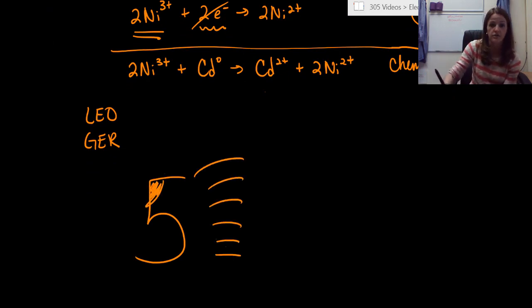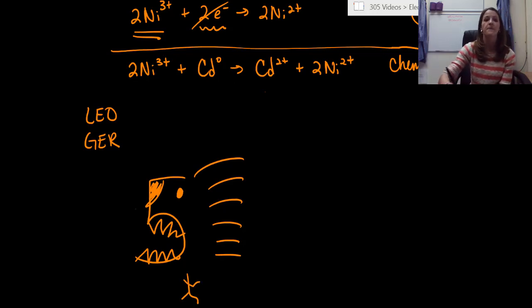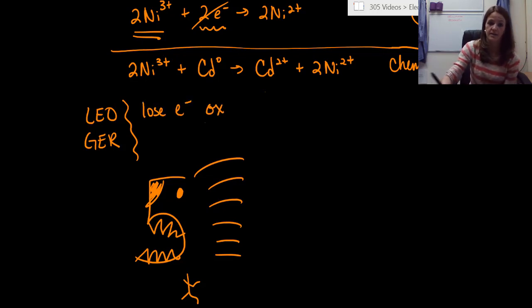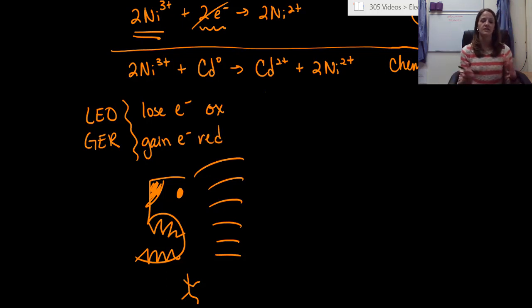Let's draw out our lion. You start with the number 5. Then you get a nose, you get some eyes, you obviously have to add some teeth, and then a cute little body. Okay, so here's our lion, but that doesn't do anything until we find out what LEO goes GER stands for. So LEO means lose electrons is oxidation. GER means gain electrons is reduction. This is how I learned it. This is how I know it. Personally, this is my favorite one.